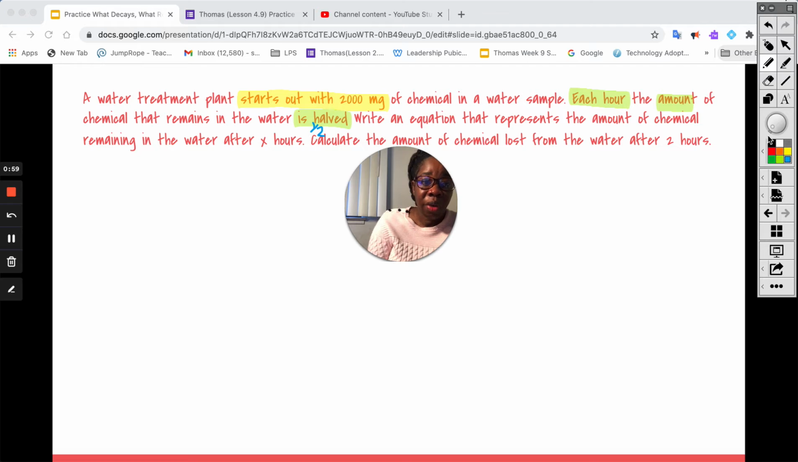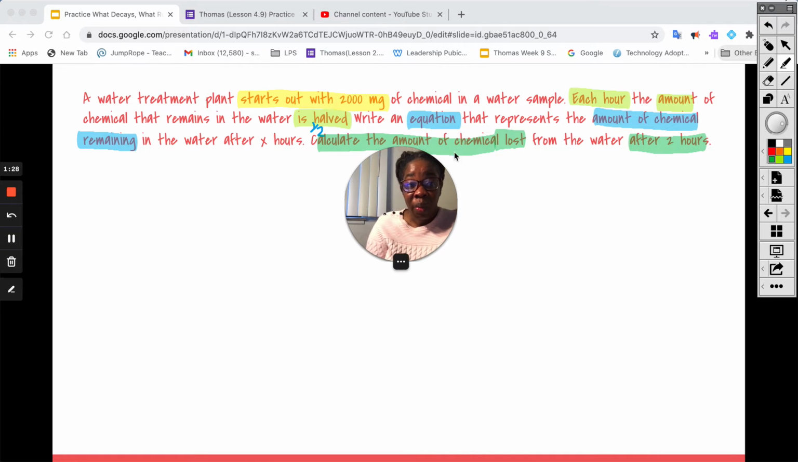And then we are to write an equation for the amount of chemical remaining. So our equation is going to focus on the remaining amount. And then we're also going to be calculating, this is a really packed question, the amount of chemicals lost after 2 hours. So those are the things that we're concerned with. So let's get into it.